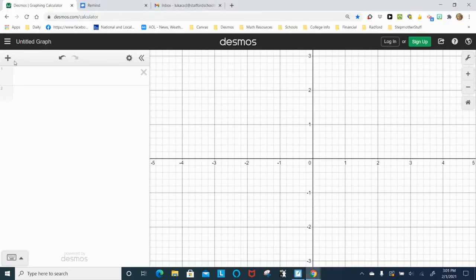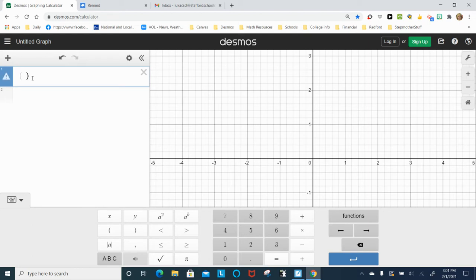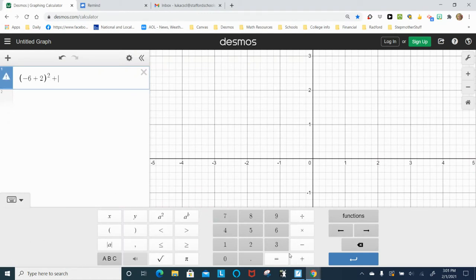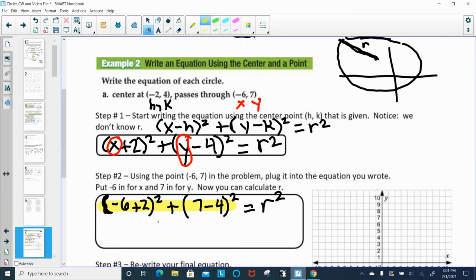So let me just start typing it. And I am going to type it exactly the way I wrote it. Oops, if I could type the right parentheses there. -6 plus 2 squared. That's the first part. And then 7 minus 4 squared. And you get 25. So let's go write that down in our notes. I guess it would help if I had a pen. There we go. On the left-hand side, Desmos said 25. On the right-hand side, we have r squared.